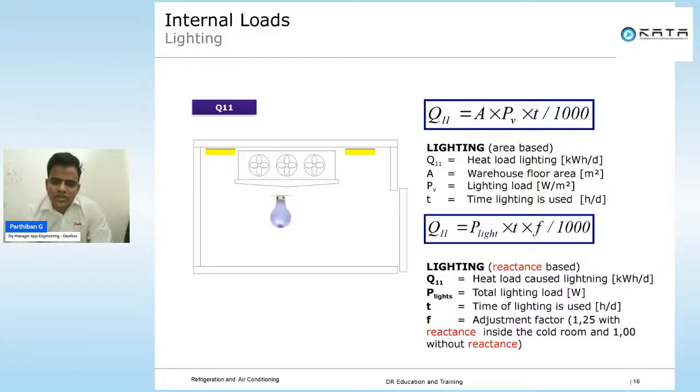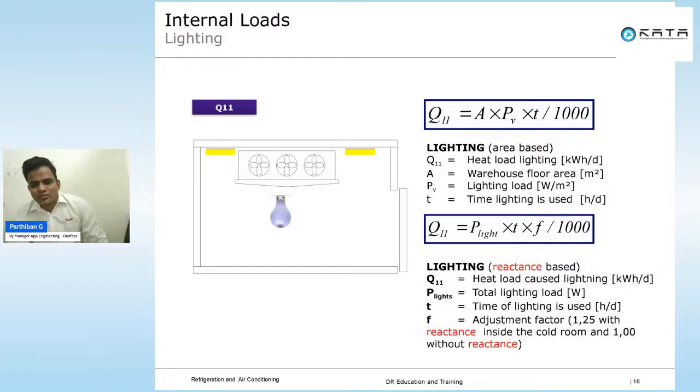If you see the formula here, Q is equal to A P T by 1000. Q is the heat load, as I told you. A is the warehouse storage area. P is the lighting load, I mean watt per square meter. So for every square meter of area, what is the lighting load you are going to give? It's 1.5 watts per square meter. This is a standard we use. In some cases it will be higher, in some cases it will be lower. The next is the T. T is the time lighting is used.